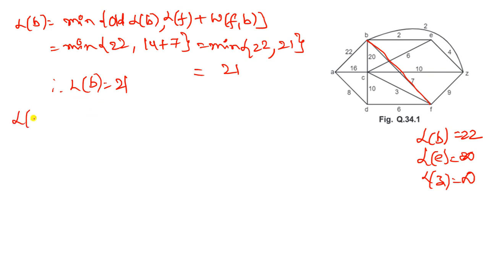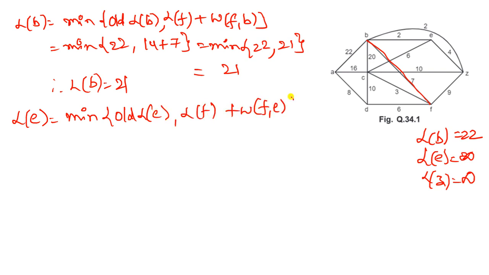Now come to the L of E. Minimum of old LE value, comma L of F plus weight between F comma E. So minimum of old LE value, how much is it? Infinity. L of F value is what? 14 plus weight between F and E. So there is no path between F and E. So it is infinity.